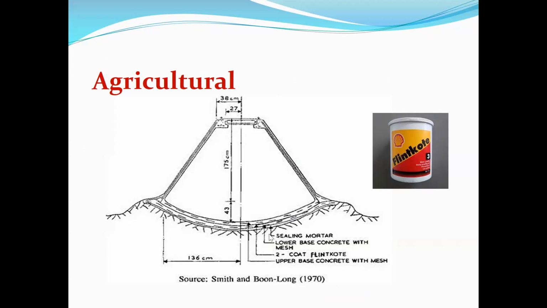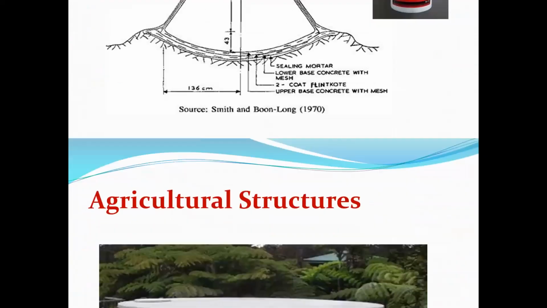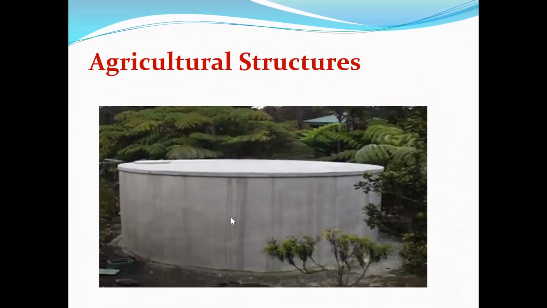Between these two, you have the sealing mortar, and then you can use the flint coat. So that will make the whole system watertight. So this is the commercially available flint coat. Those agricultural structures which are used for irrigational purposes contain water, and this is the ground. So actually you can use ferrocement materials. Agricultural structures like this, water storage, water tanks can be made of ferrocement structures. Why it is preferred? We will see later.